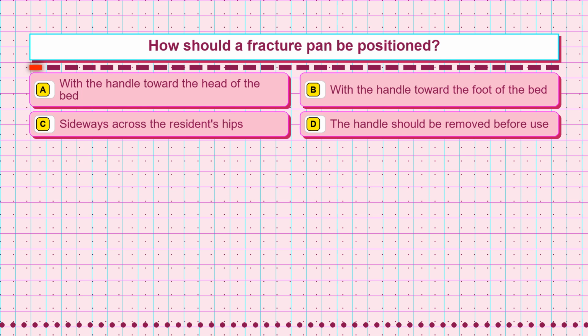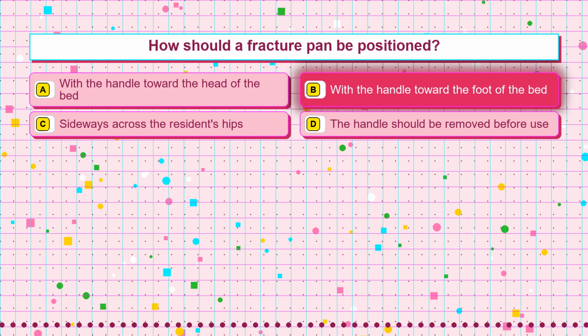Question 23. How should a fracture pan be positioned? Option A. With the handle toward the head of the bed. Option B. With the handle toward the foot of the bed. Option C. Sideways across the resident's hips. Option D. The handle should be removed before use.